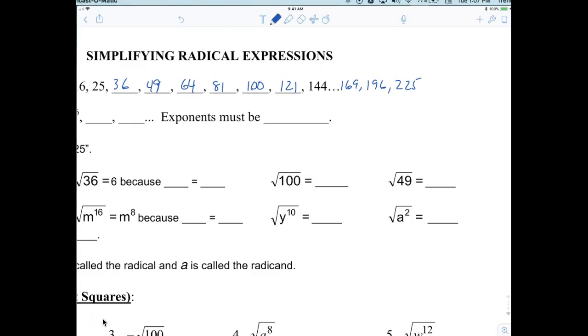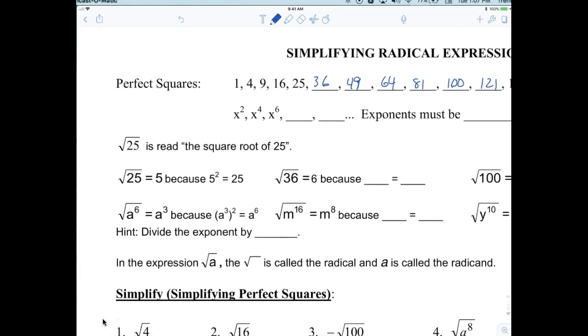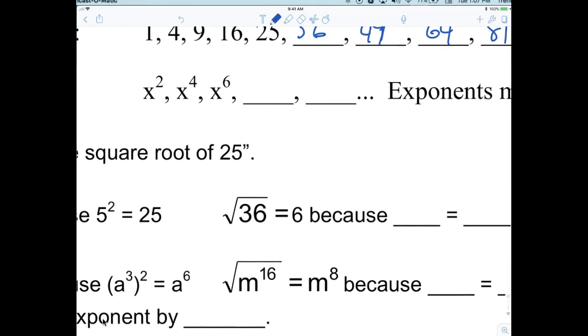Now, here is where we have a new topic. X squared is a perfect square. Why is x squared a perfect square? Because x times x is what? X squared. So what we do is we say this. We say the square root of x squared is what? X. What is the square root of x to the 4th? And what is the square root of x to the 6th? That's where people start making mistakes now.